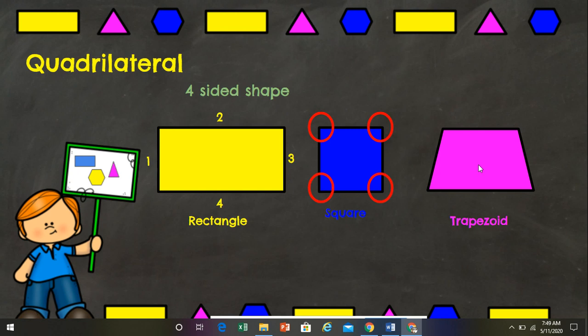It still has 4 sides. 1, 2, 3, 4. Aún tiene 4 lados. 1, 2, 3 y 4. Y tiene 4 ángulos. 1, 2, 3 y 4.